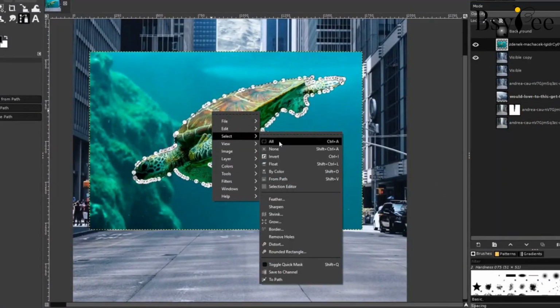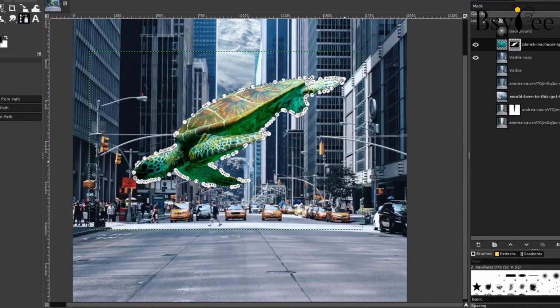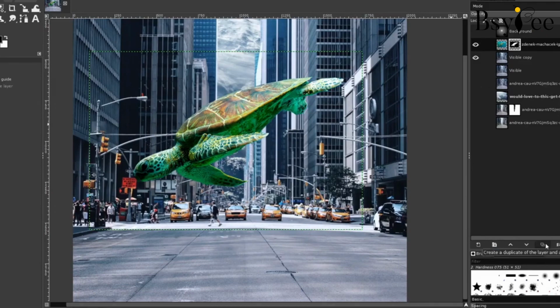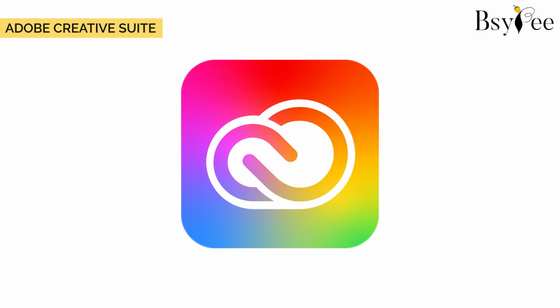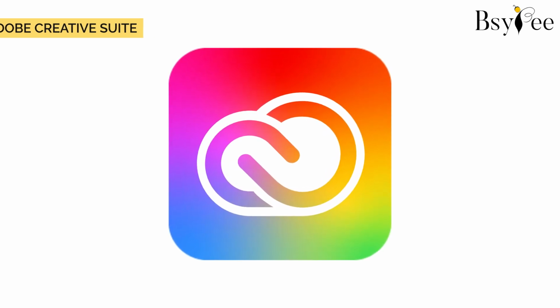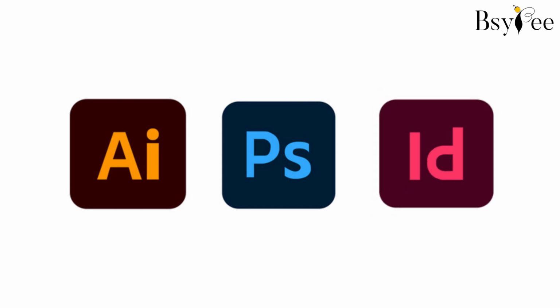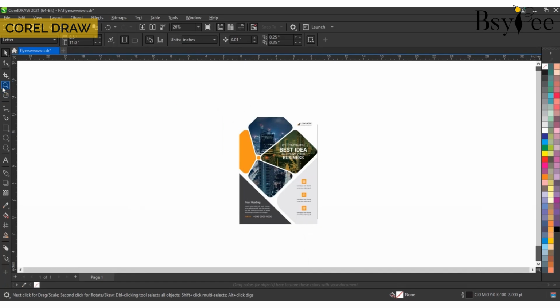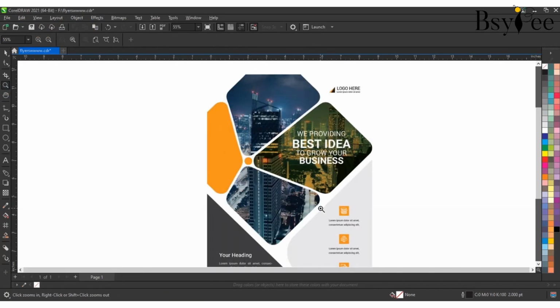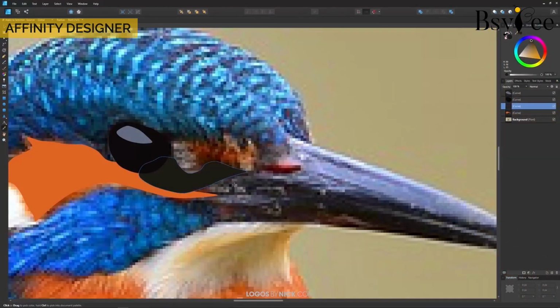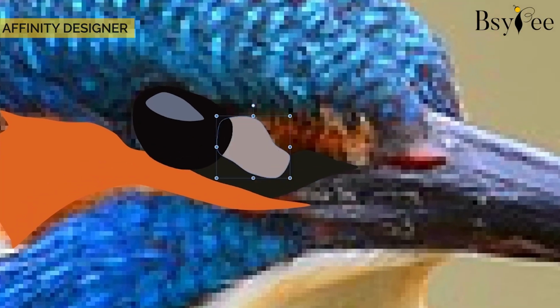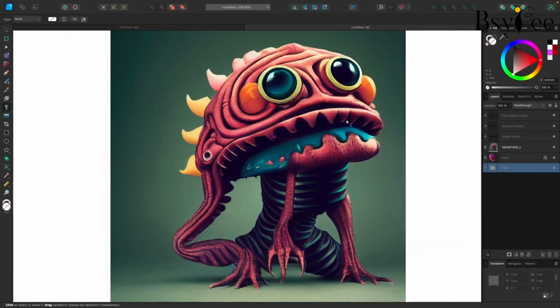Choosing the right tools and software can significantly impact your efficiency and creativity. Here are some of the best options. Adobe Creative Suite. Industry standard tools like Photoshop, Illustrator, and InDesign. Corel Draw. Known for its vector graphic capabilities. Affinity Designer. A cost-effective alternative to Adobe's tools.